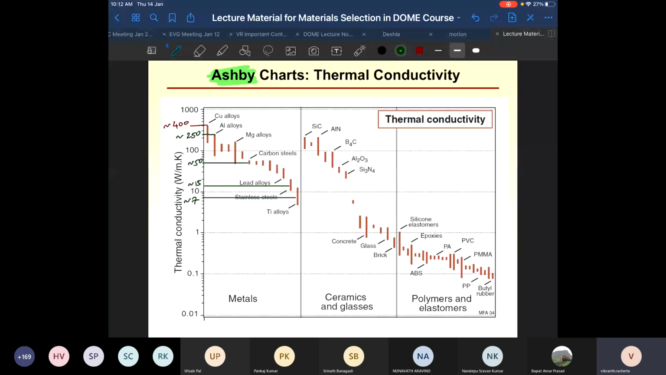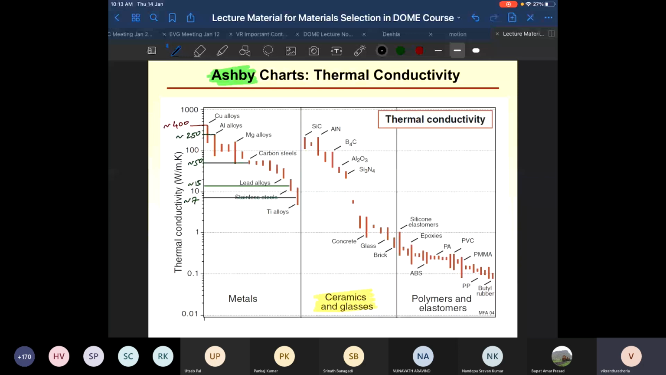Now, the next class of materials we can look at are ceramics and glasses. Intuitively, you would feel that ceramics would have lower thermal conductivity as compared to metals. But there is a big surprise.